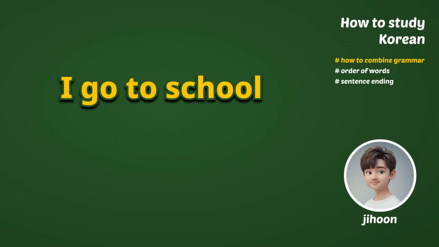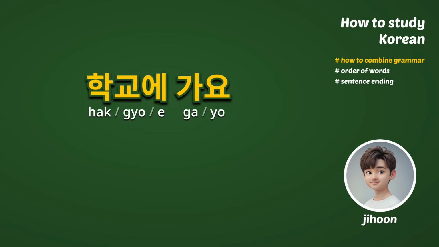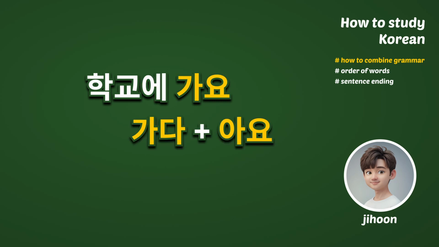Let's also talk about how we can combine a grammar to the verbs or the adjectives. I go to school is 학교에 가요 in Korean. 학교 means school. 에 is the grammar that means to or toward. 가요 is the combination of 가다 and 아요. 가다 is the verb that means to go, and 아요 is the grammar that makes it into the present tense.